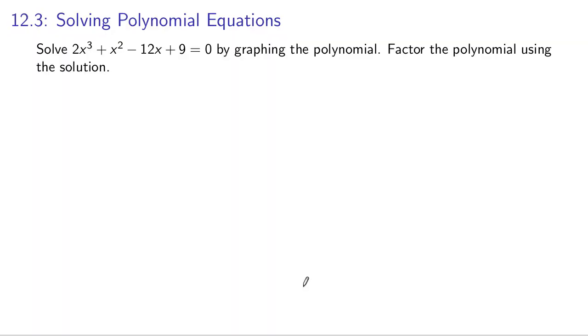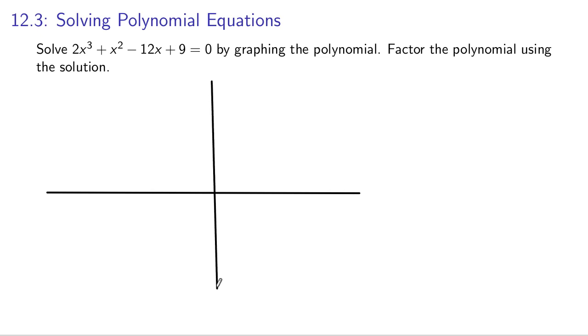Let's solve 2x cubed plus x squared minus 12x plus 9 by graphing the polynomial. Okay, and then we're going to factor using our solution. So how do we graph this? Unfortunately, it's going to be a little tedious. We need to first get some axes. So here's x, and let's make a y-axis. Often you'll be given the graph, but this time let's actually try to do this by graphing it ourselves.